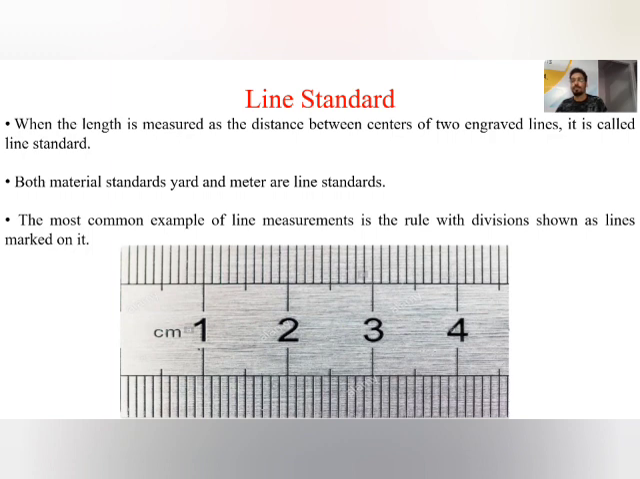The most common example of line standard is our ruler with divisions, as shown, with lines marked on it. For example, in this given figure, there are lines which show the gap between them, and each division has a particular length. From one division to the next division is termed as one, and each division is subdivided into 10 divisions, that is 1 mm.